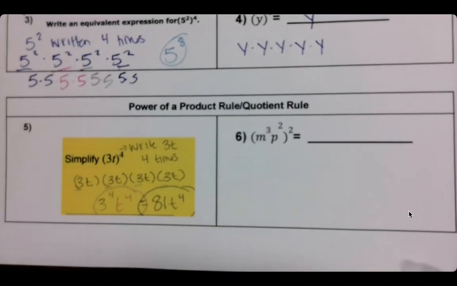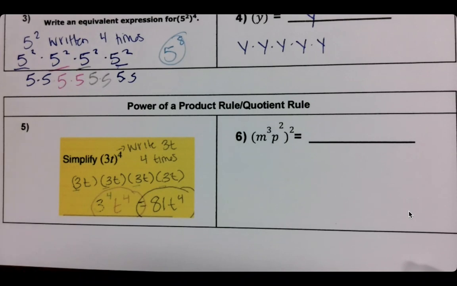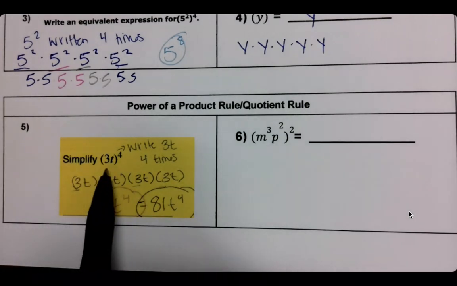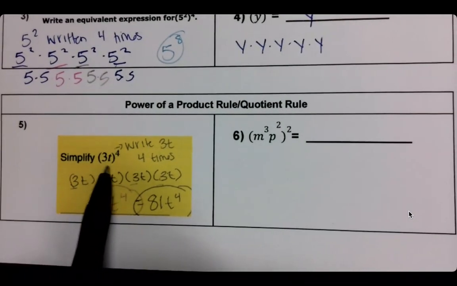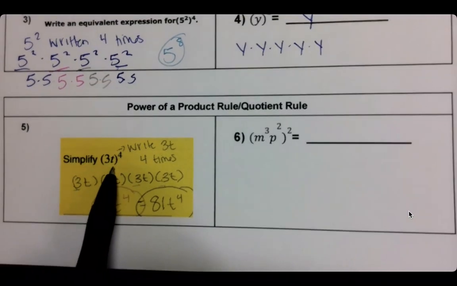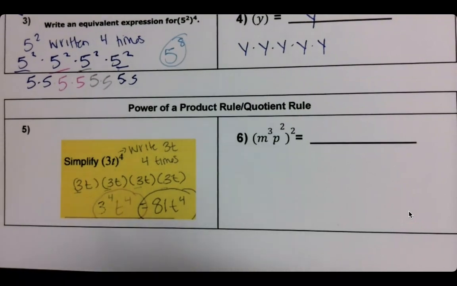Alrighty, so now we are going to move on and do the power of a product rule / quotient rule. So notice how it says 3t, right? It's not just one number or one letter. It's 2 or 3 or maybe 4 things. It's something that's multiplied, right? 3t is multiplied. And then that whole thing is written to the fourth power.